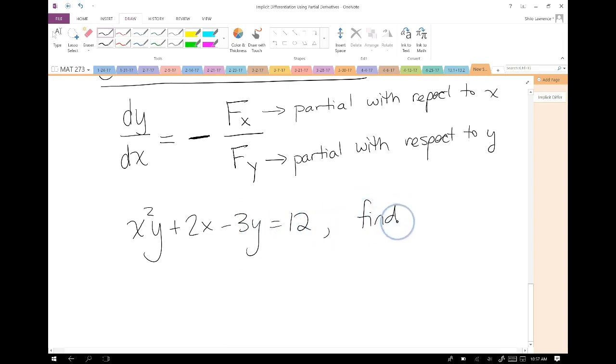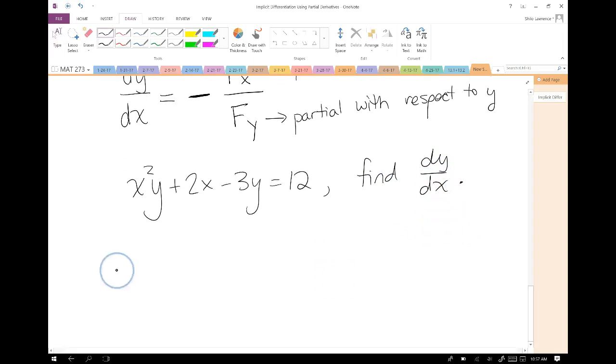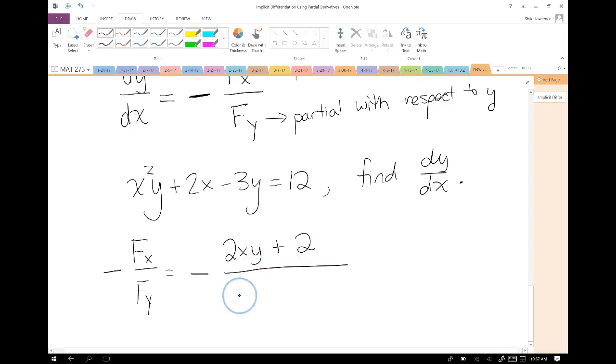If we want to find dy/dx using partial derivatives, we're going to do negative f sub x over f sub y. So I just want to go through and find the partial with respect to x. So I'm going to do 2xy plus 2. And on the bottom, I'm going to do the partial with respect to y, which is x squared minus 3. And we could simplify this a little bit.